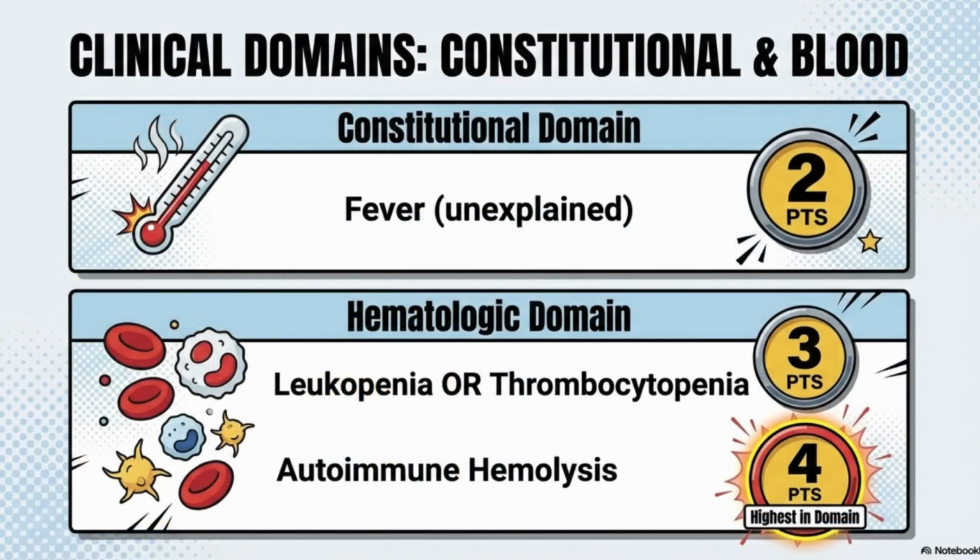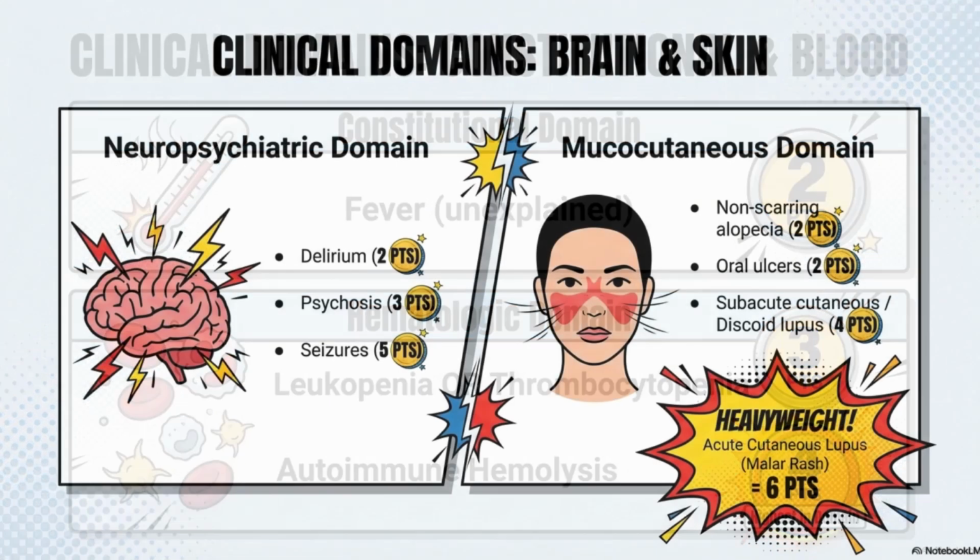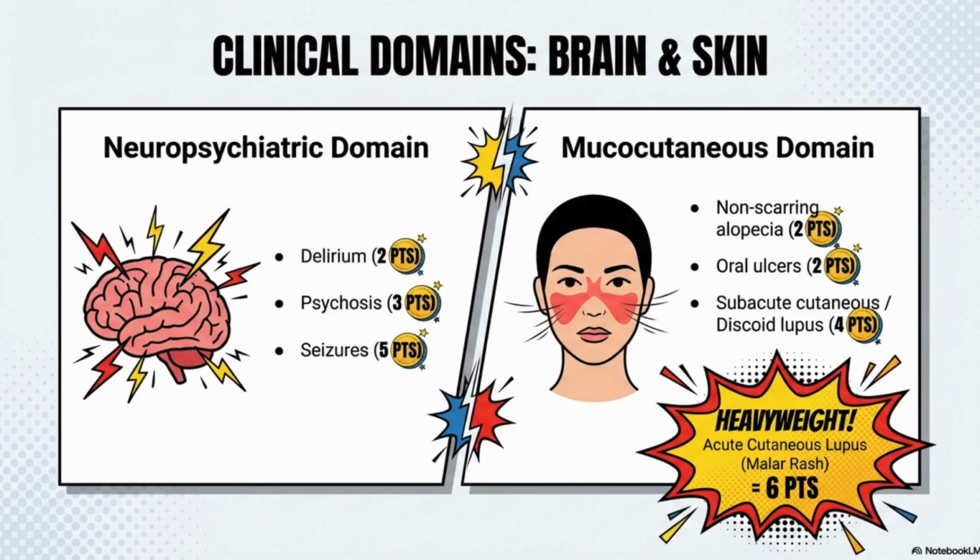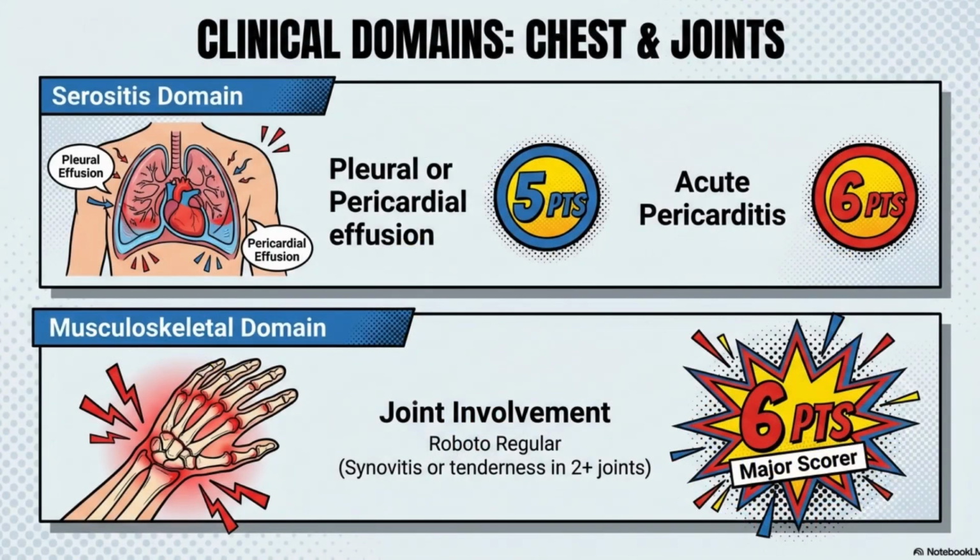Let's look at the point values. Constitutional or fever is 2 points. Hematologic, autoimmune hemolysis is a big 4 points. Neuro, seizures give you 5 points. Mucocutaneous, acute cutaneous lupus or malar rash is a heavyweight worth 6 points. Moving to the body, joints, synovitis is 6 points.